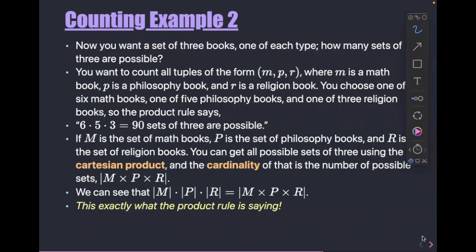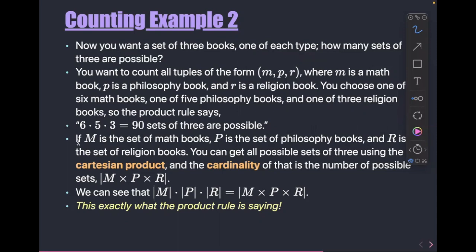Now, the product rule is a little more complicated. So this is saying I want a set of 3 books, and I want one of each type. So I want a math book, a philosophy book, and a religion book, let's say. And so I want all tuples basically of the form little m, little p, little r, where m is a math book, p is a philosophy book, and r is a religion book. And I basically want all different combinations of the set of math books I have, the set of philosophy books I have, the set of religion books I have. I want to consider all possible combinations of those.